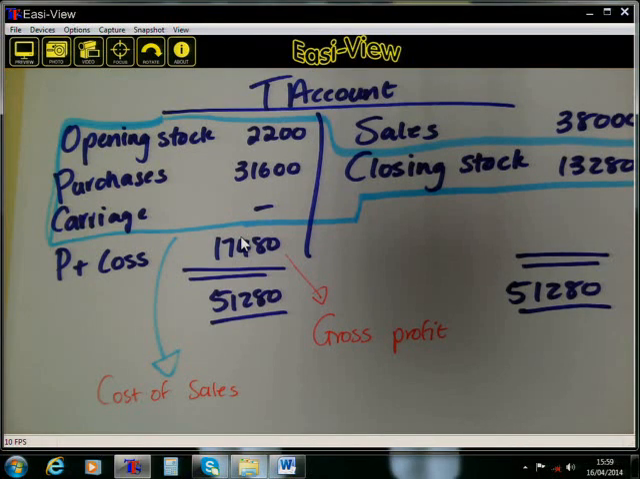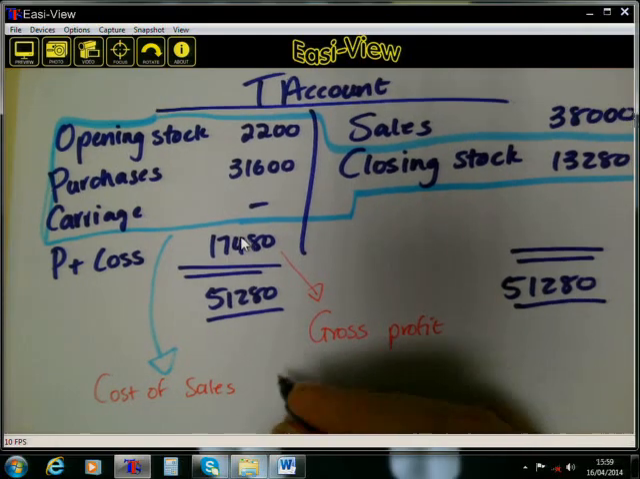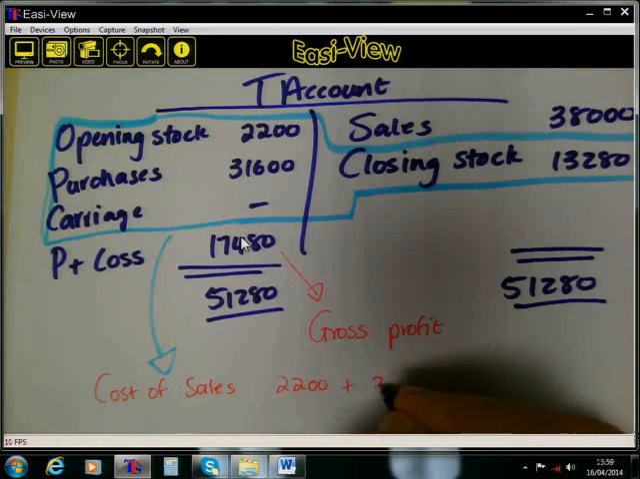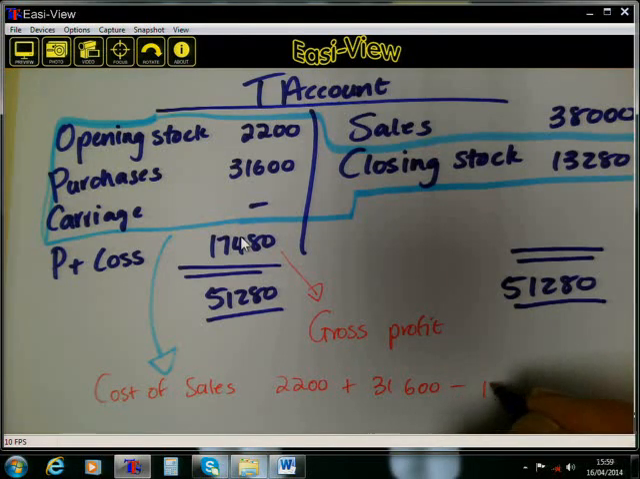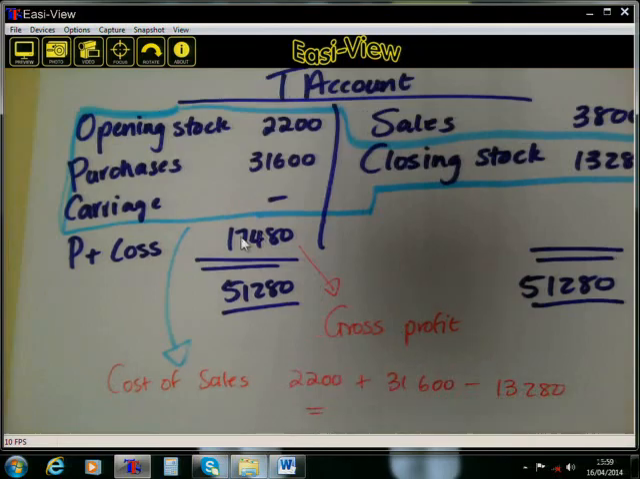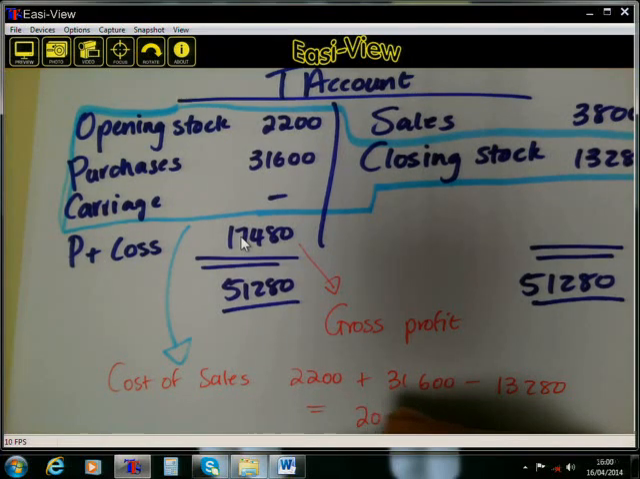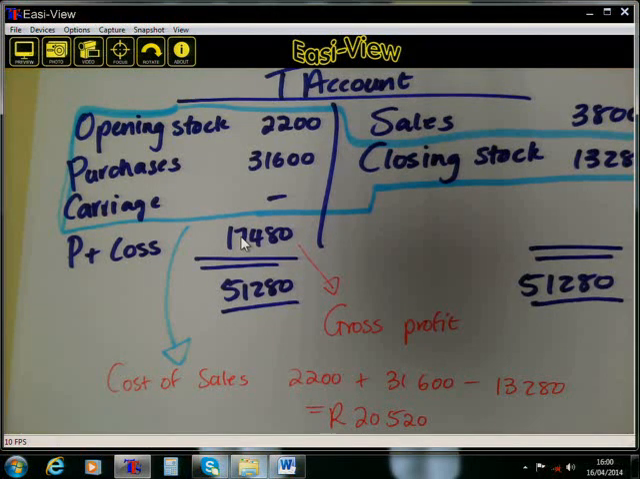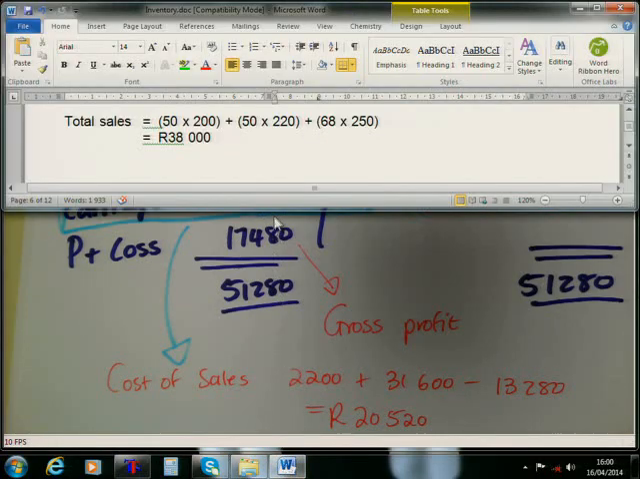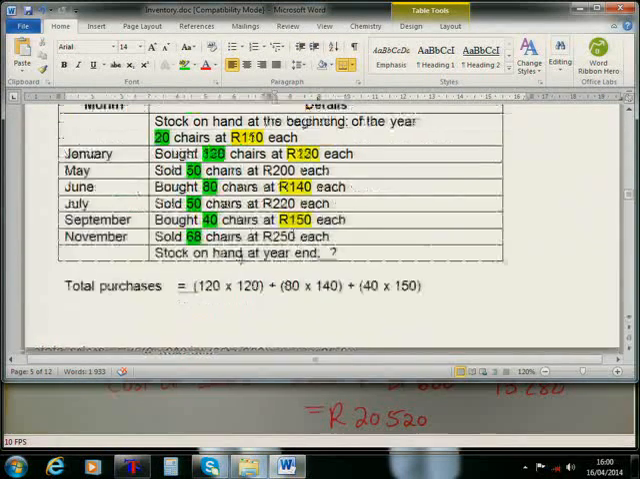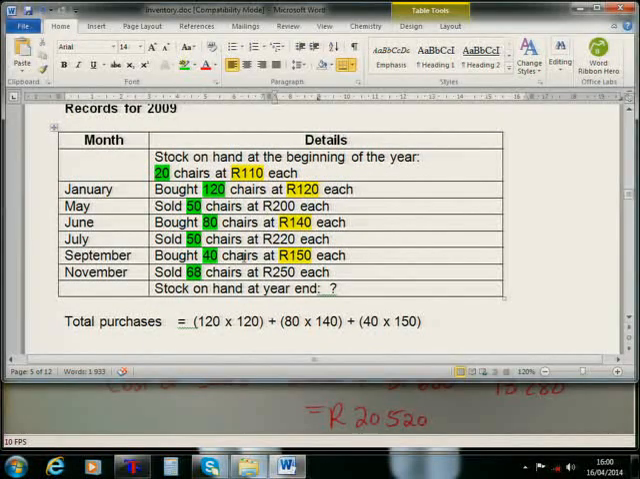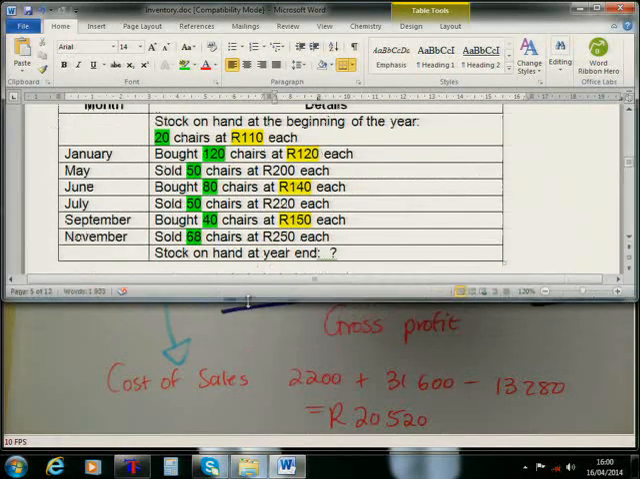2,200 plus 31,600 minus 13,280, and that gives us 20,520. So with a little bit of information, only these details, we calculated. I'm going to make a summary of everything that we calculated.